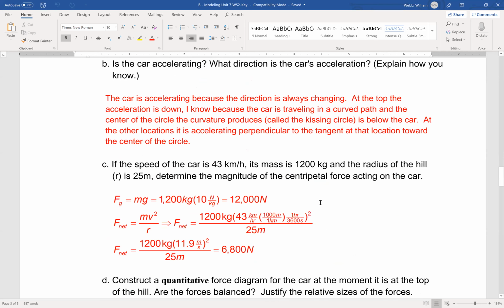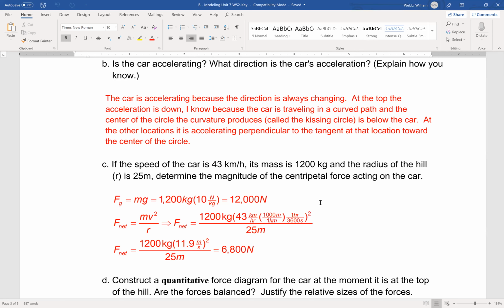If we look at the math for part C, this key is also online, so I did put it online for you guys to refer to. So if we go too fast and you need to see some of it again, you can look it up on Axis. But for part C, if the speed of the car is 43 kilometers per hour, its mass is 1,200 kilograms, and the radius of the hill is 25 meters, determine the magnitude of the centripetal force. Remember, the centripetal force for something moving in a circular motion, well, it has to be to have centripetal force, but the centripetal force is the net force.